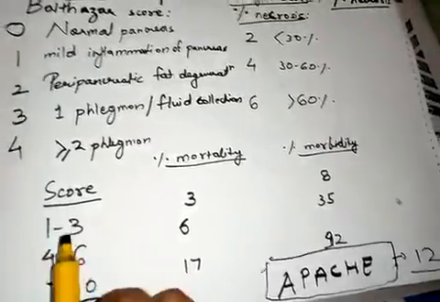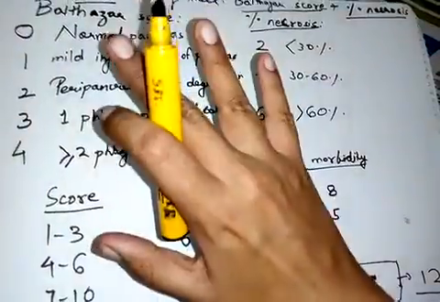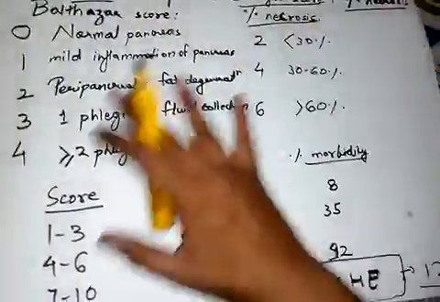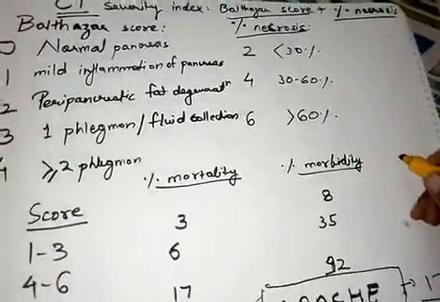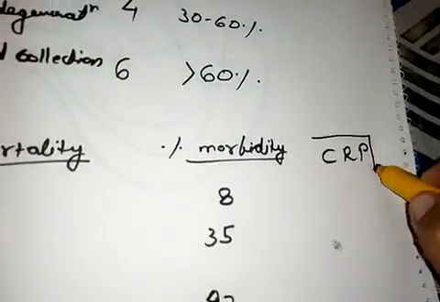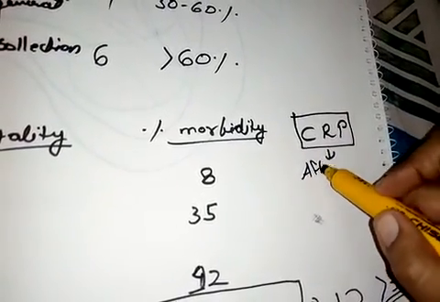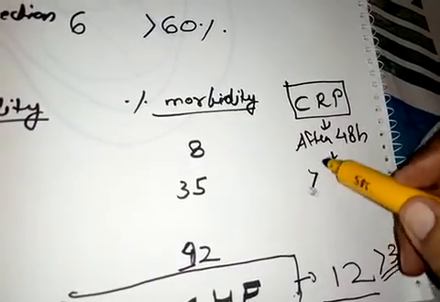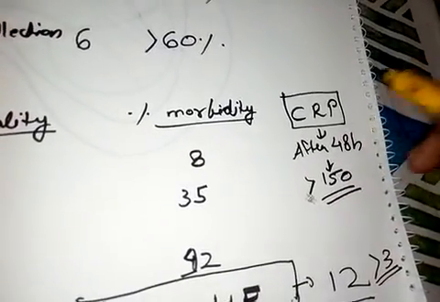There is another criterion which is very much diagnostic of acute pancreatitis. If the CT of the patient is not possible, then we can go for the Ranson score, the Apache score, and there is another diagnostic modality which is C-reactive protein. This C-reactive protein is mainly diagnostic after 48 hours of starting of symptoms, and a peak of more than 150 is diagnostic of acute pancreatitis.